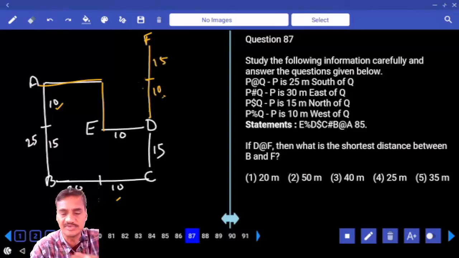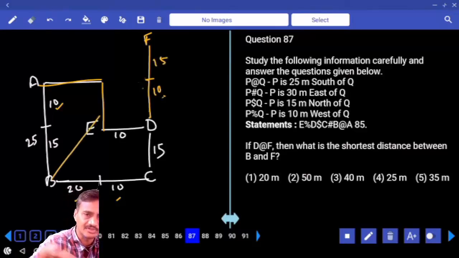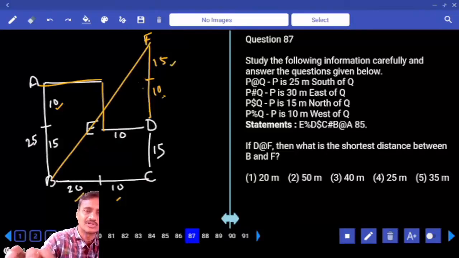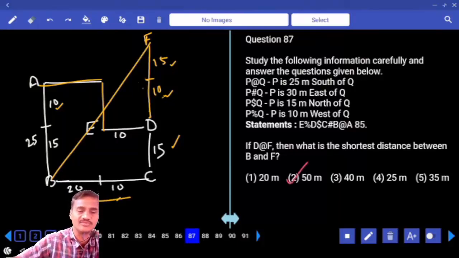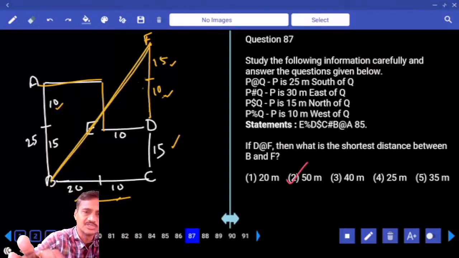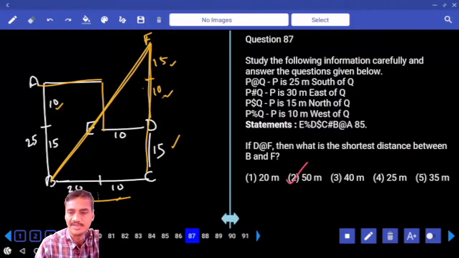Now the distance between B and F. We need to find out the shortest distance. What is the total distance? 15 plus 25 is 40, and the other side is 30. With 40 and 30, 3 square plus 4 square, that is 5. So 50 meters, choice 2. The shortest distance between these two is 50 meters. And 88?